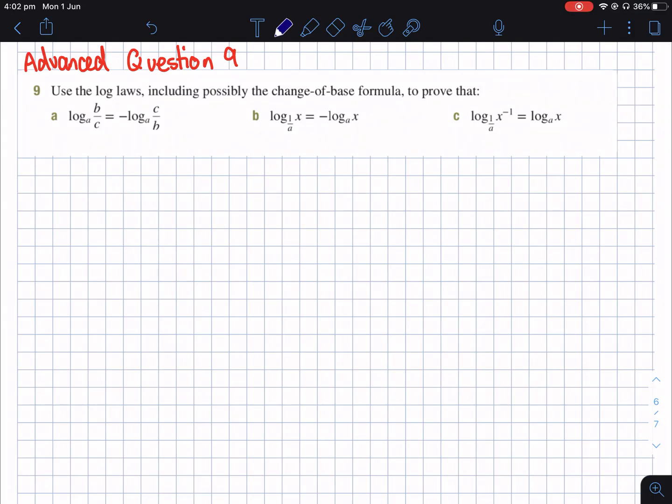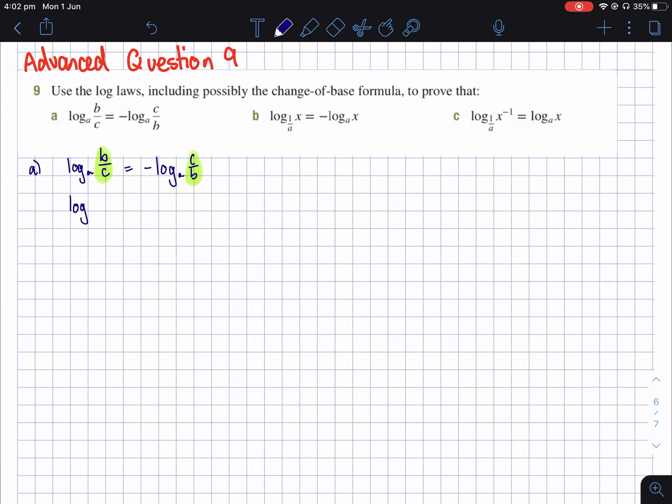Question 9 I quite like because it's going to make you guys think really well. Now, if I have log base A of B on C equals negative log base A of C on B, notice how in the fractions, one's the other one upside down. How do we turn them upside down with indices? We put a -1 outside of it.